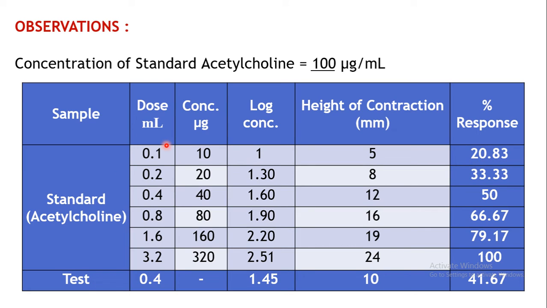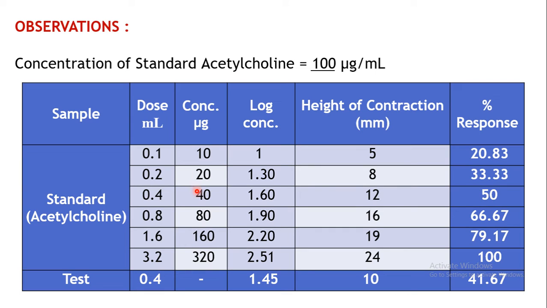Here you have recorded the DRC of your standard acetylcholine. Certain doses are selected: 0.1, 0.2, 0.4, 0.8, 1.6 and 3.2. From this you need to find out the concentration in micrograms. Now you know that the known concentration of standard is 100 microgram per ml. That is, 1 ml of your acetylcholine contains 100 micrograms of acetylcholine. Therefore 0.1 ml contains 10 micrograms, and so on. You can calculate for the rest of the doses.